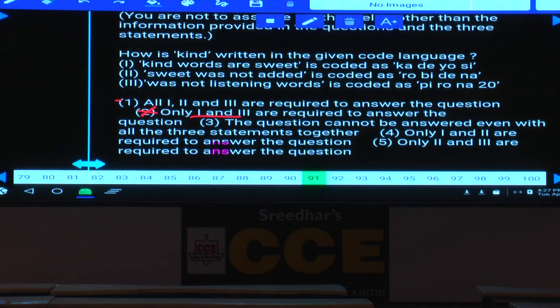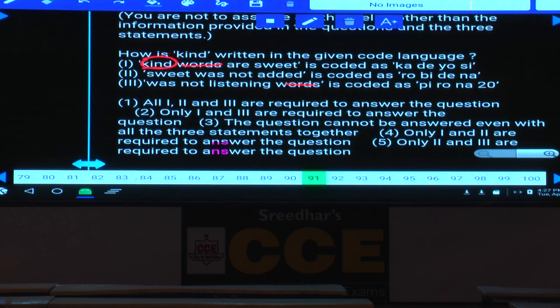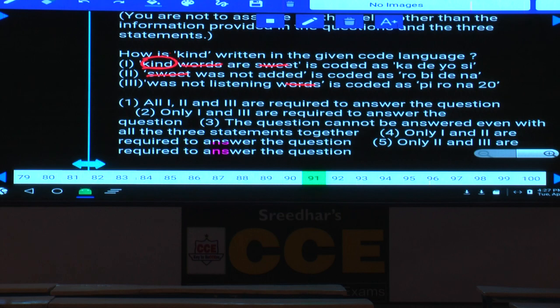1 or 3. Now out of this 1 or 3, by combining all this, tell me whether we can determine the answer or not. Now we need to find out the code to the word kind. Kind was there in the first statement only, isn't it? Then if you combine the first and the third, we can find out the code to the word words. Then R and sweet, sweet is the word which is common between these two, sweet and sweet. Now we are left with R and kind. R and kind is nowhere repeated in any other remaining statements. Hence, by combining these three also we cannot determine. Hence, one is also ruled out.